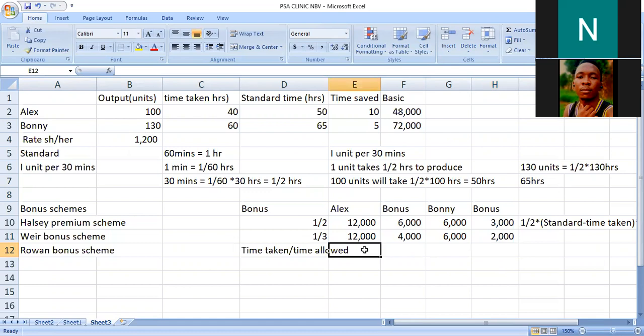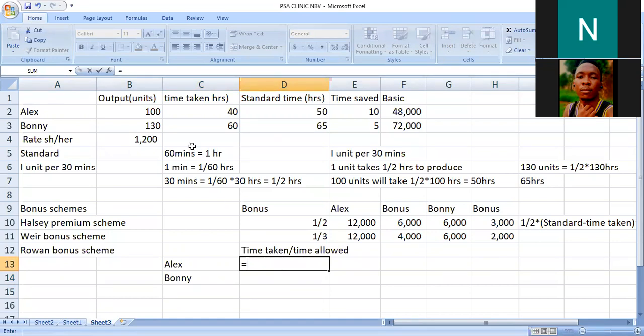And then for this one, they're saying it's time taken over time saved. That's now the fraction, okay? So if I may just get the fractions here, for Alex, time taken was 40. And the standard time that you should have taken is 50, what you're calling the time allowed. I'm going to put it into fractions.